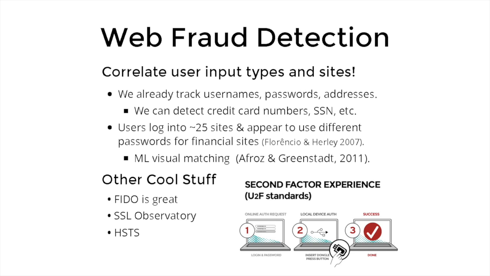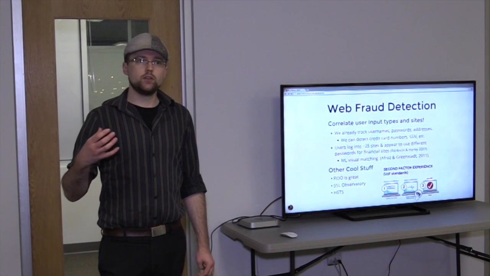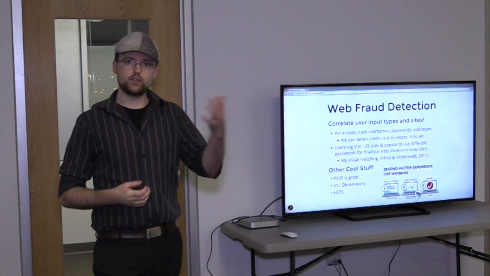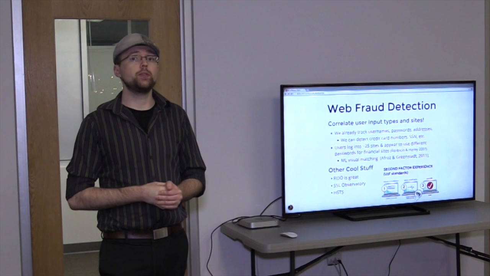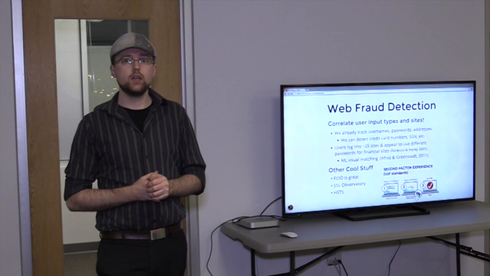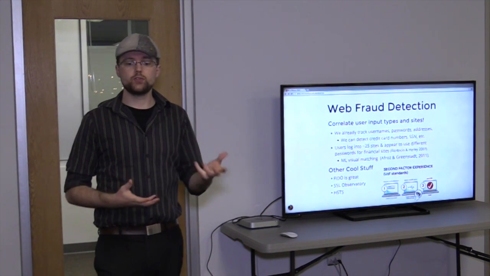Research shows that people log into about 25 sites, and they appear to be using different passwords from financial sites. And there's a lot of very good work on machine learning and visually matching these sites, so that, for instance, you could figure out which banking websites a user logs into regularly, and you could do visual analysis. Then if someone logs into a site that looks like that and they're trying to input their password information, but clearly from the URL it's a different site, you could then do some sort of warning.